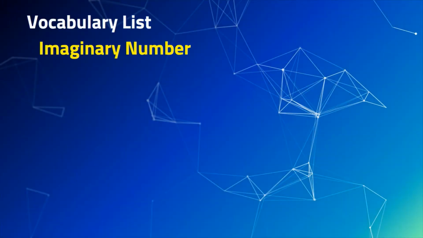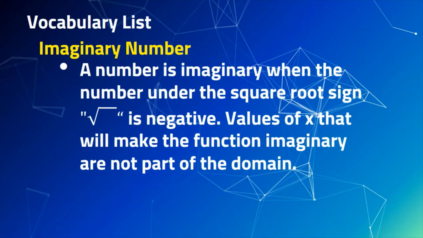Another term is what we call the imaginary number. A number is imaginary when the number under the square root sign is negative. The values of x that will make the function imaginary are not part of the domain. Let's say for instance, we have here the square root of negative 5. So the value of this one is imaginary. There is no square root of a negative number, therefore that is imaginary.